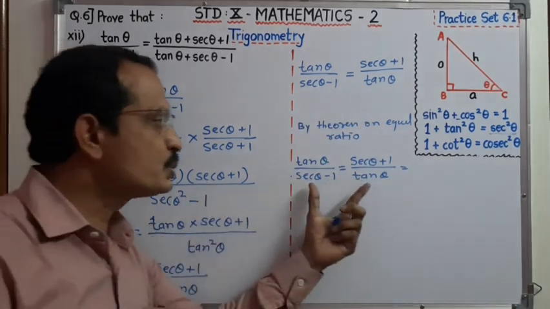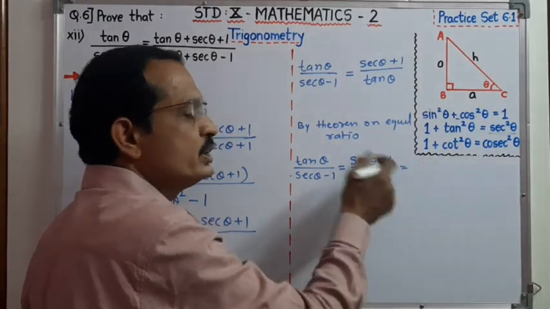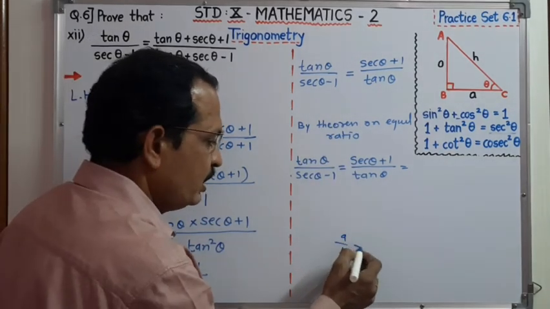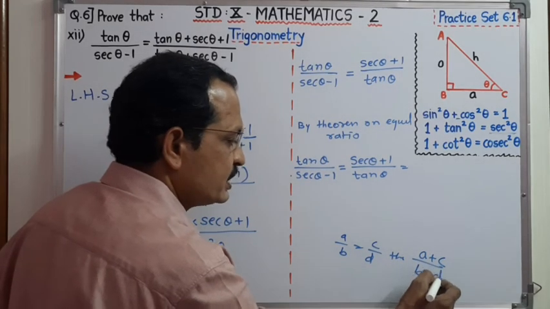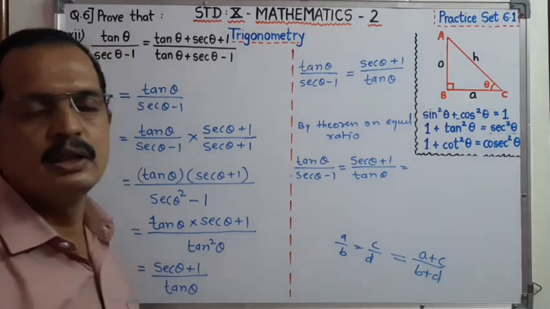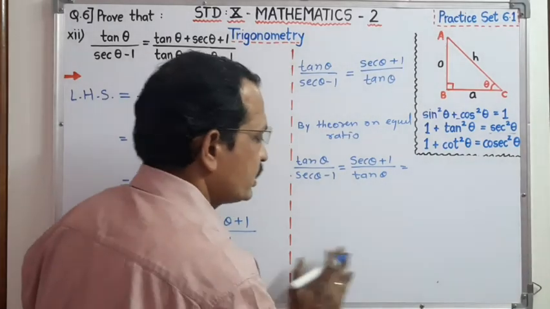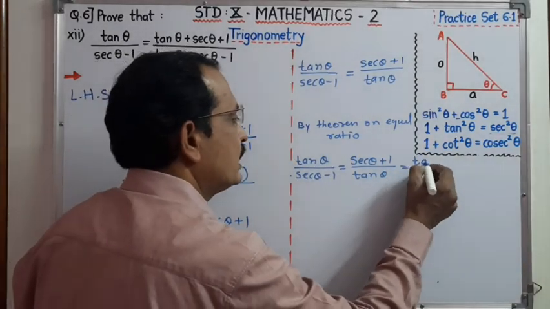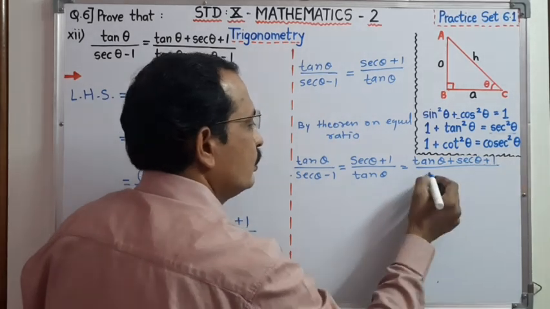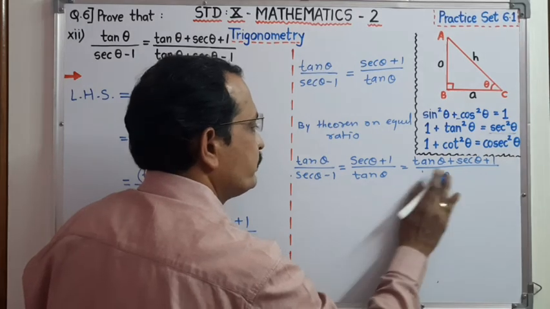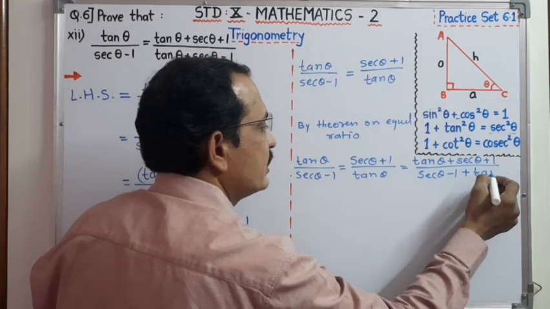Now dear student, if these two ratios are equal, then if we make the addition of this, then that new ratio is also equal to the first one. That means a upon b is equal to c upon d, then we can write a plus c upon b plus d. These ratios are equal. This is the theorem on equal ratio that we have already learned in standard 9. Now we have to just do the addition. Therefore, tan theta plus sec theta plus 1 upon sec theta minus 1 plus tan theta.